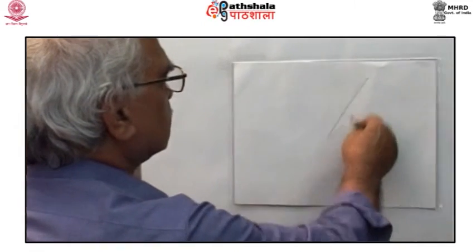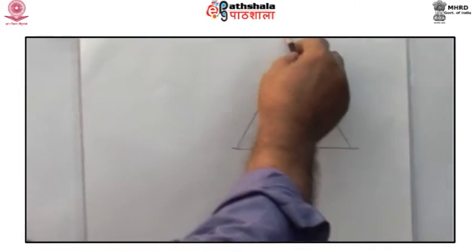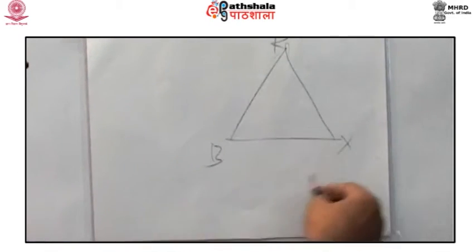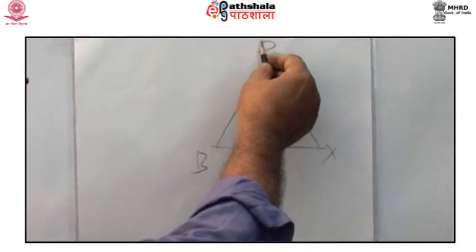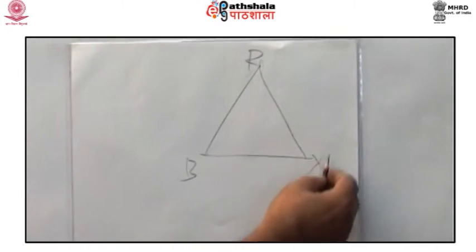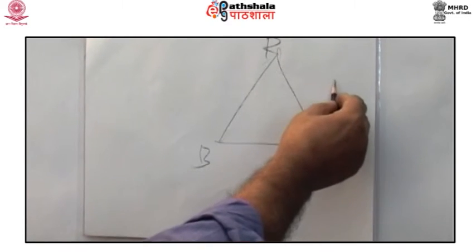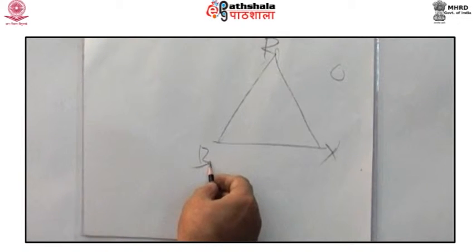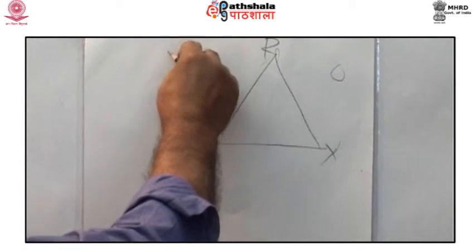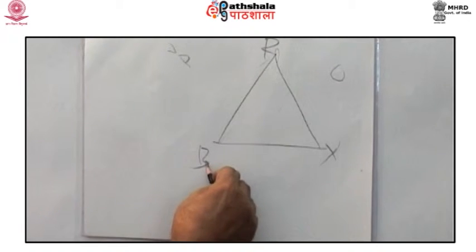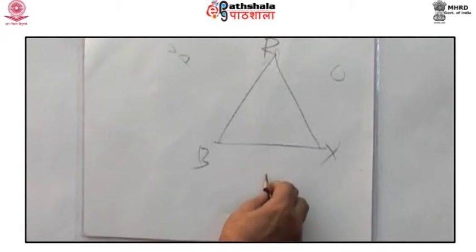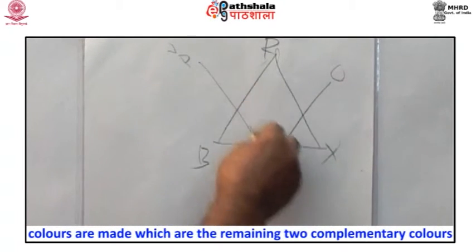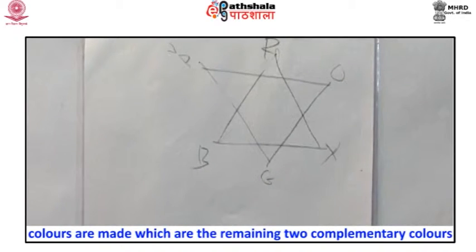In color theory, there are three colors which are called primary colors. These are red, yellow, and blue. Mixing any two of these primary colors produces a secondary color. For example, by mixing yellow and blue, we get green, which is a secondary color. Similarly, orange is a mixture of yellow and red, and purple or violet is a mixture of blue and red.